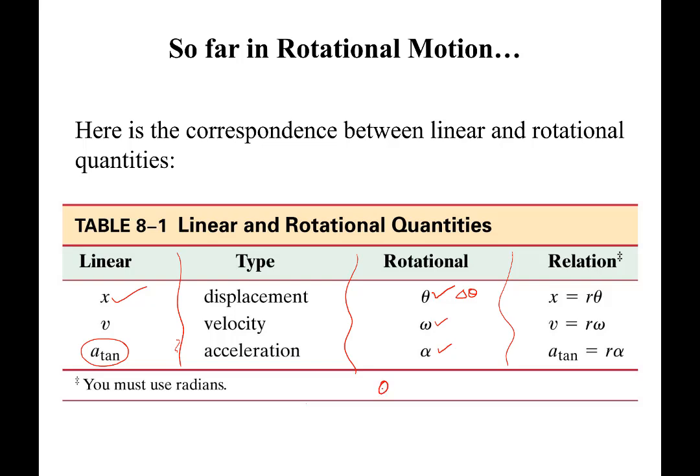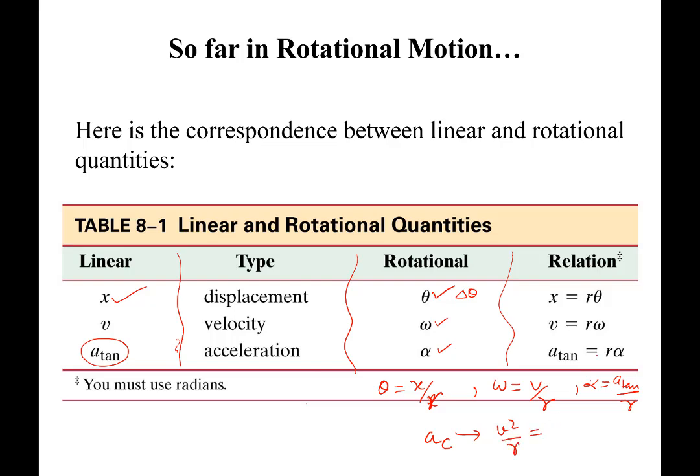For example, theta is x over r, which also means x is r theta, and omega is v over r, and alpha is a tangential over r. And there's also one more quantity that we talk about, another acceleration, which is ac. That is the centripetal acceleration, which is v squared over r. So it's a derived acceleration.